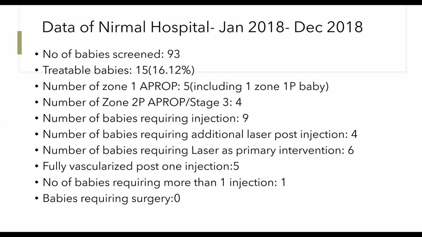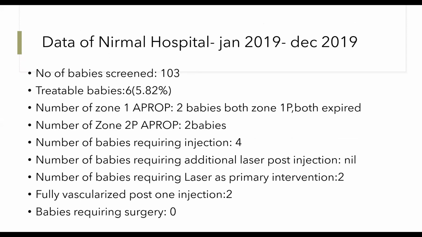In 2019, each of the babies whom we screened, we got the data from January, 103 babies from Nirmal Hospital, and only 6 babies needed the treatment. That is, the treatable ROP reduced from 16% to 5.82%, of which zone 1 APROPs were 2 babies, both were zone 1 posterior actually, and both were given treatment, but they both had some systemic issues. Were given the injection, and both of the babies required the surgical intervention till date.